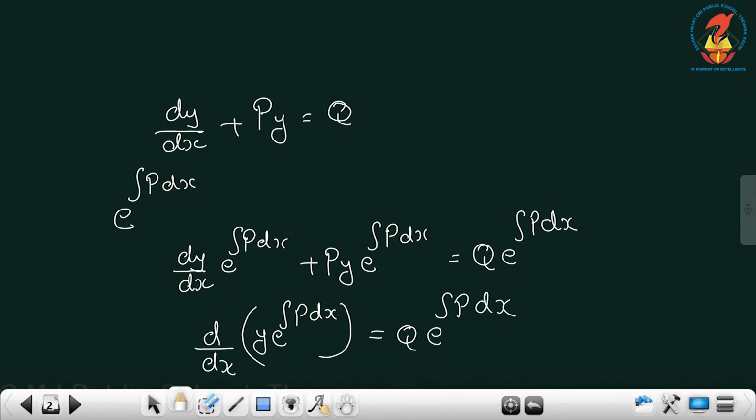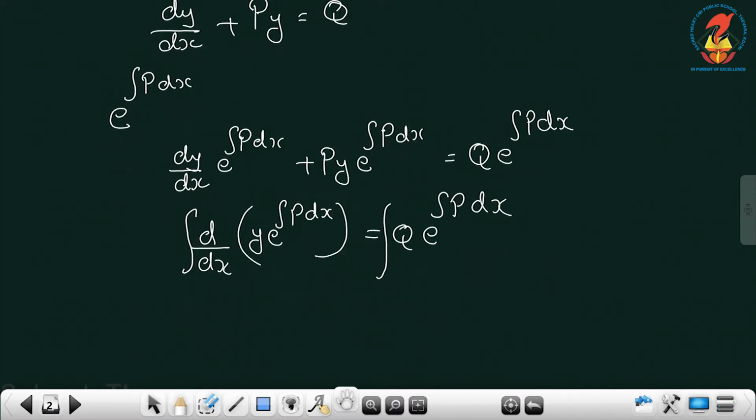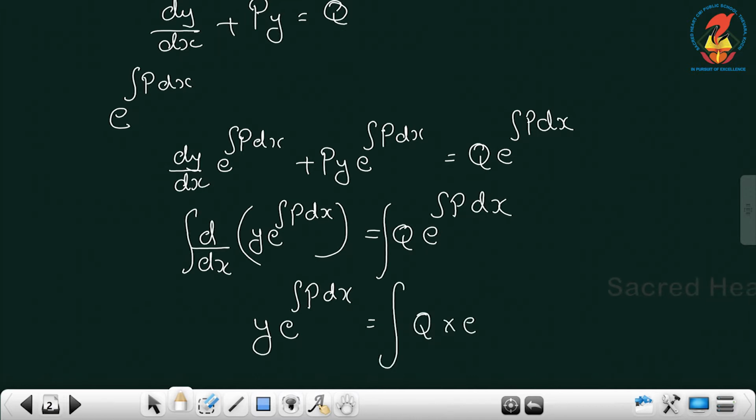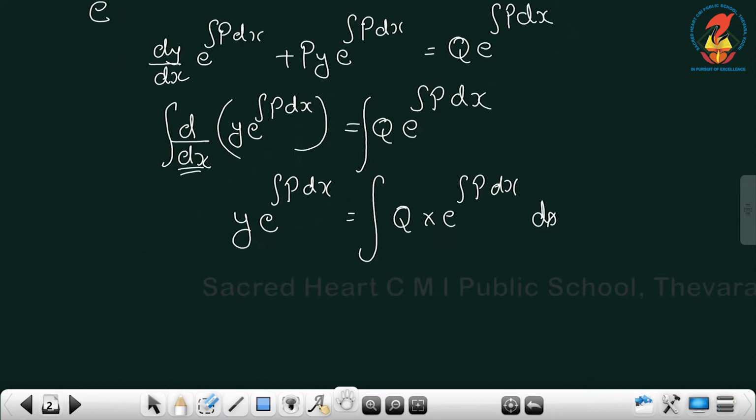Then integrate both sides. If we integrate the left hand side, it is the same as the function itself. So y e raised to integral p dx is equal to the integral of q into e raised to integral p dx, with respect to dx. Here it is dx, so with respect to dx. This is the way we can find the solution.